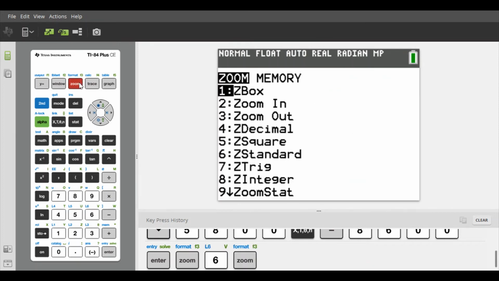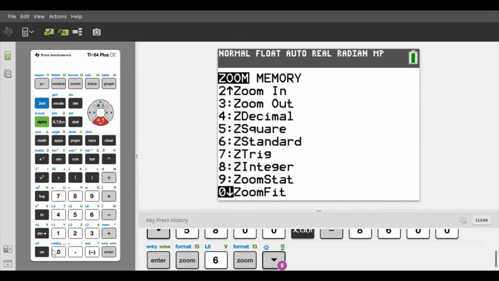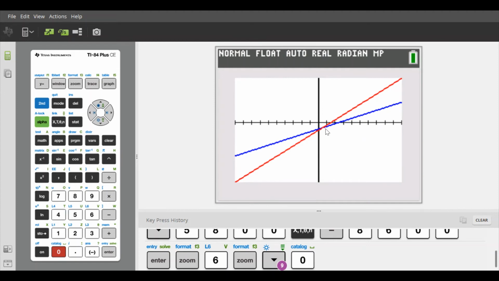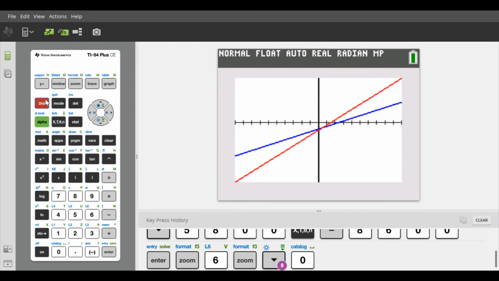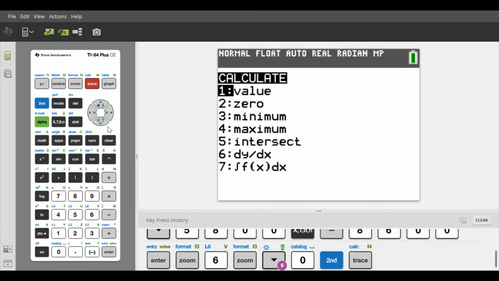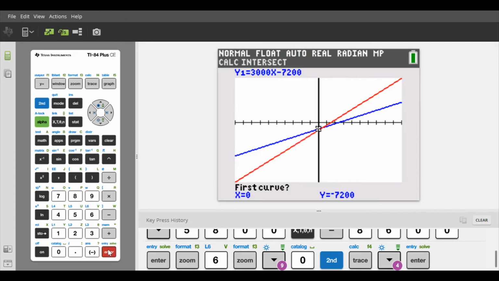So we're going to do zoom fit, which is zoom 0. You can scroll down to it, or you can just hit 0. And when we zoom fit, it turns out pretty nice. We can see where they intersect. Their point of intersection is what we want to know here. So if I hit second calc, scroll down to intersect, it's going to ask me first curve, second curve, guess. It's all pretty close. We get an answer of x equals 0.5 and y equals negative 5,700. Okay, so that would be our answer there.